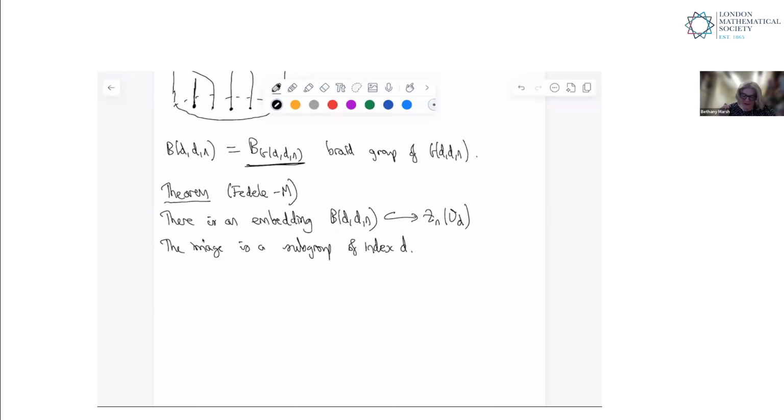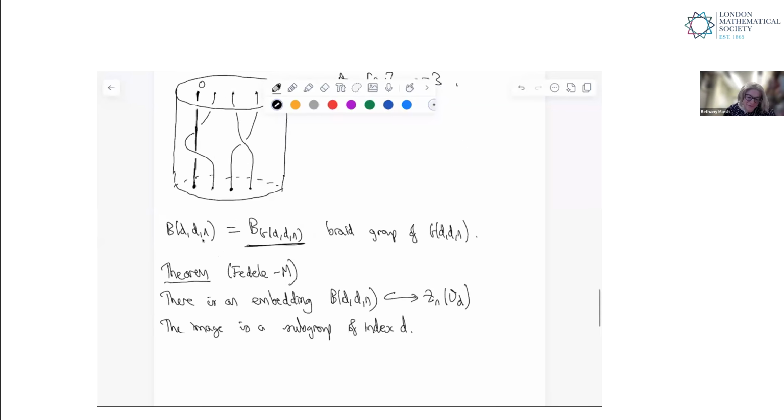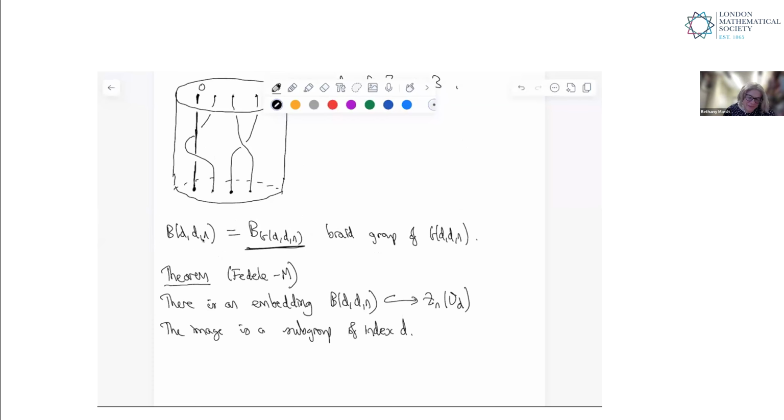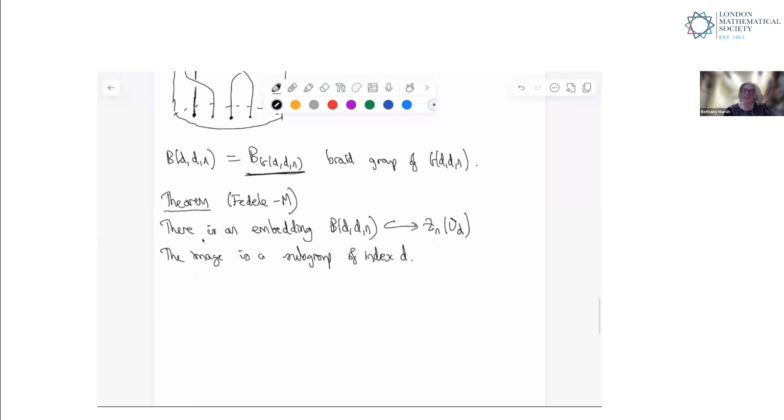That's essentially because you never get braids which, let's think, no, okay, wait. Yeah, I'm going to try and say that. Okay, so there's an embedding here into Z_n^D, a subgroup. The image is a subgroup of index D.